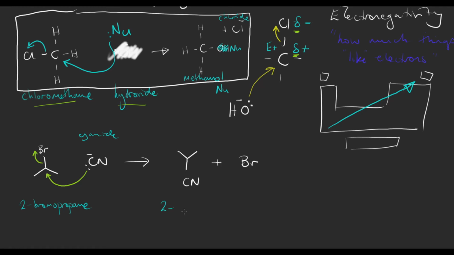then this is 2-cyanopropane and a bromide ion. So exactly the same mechanism. I've just swapped the electrophile and the nucleophile for different ones, and I've used the skeletal formula instead.